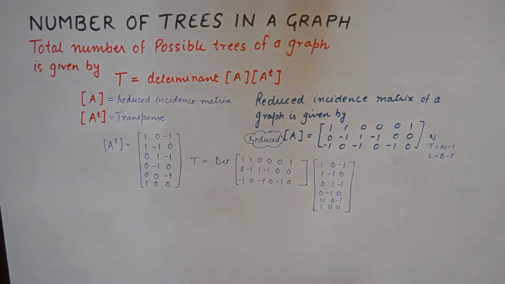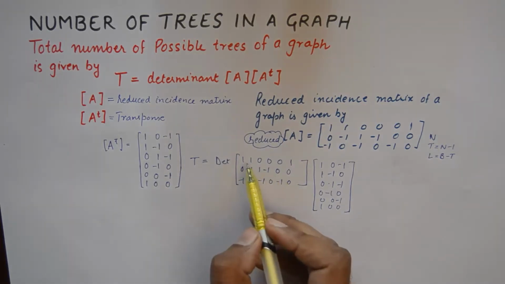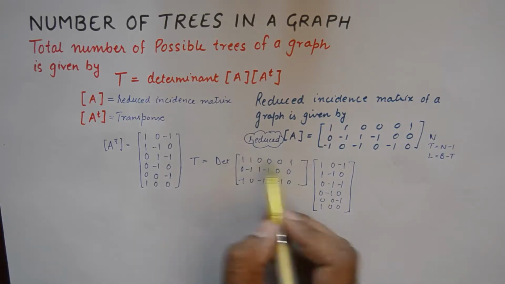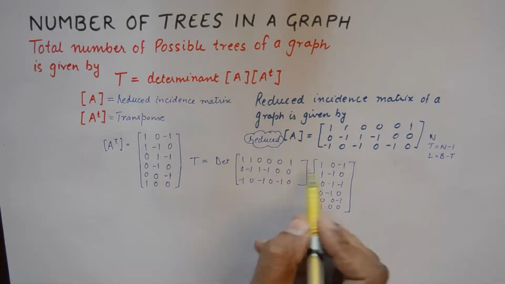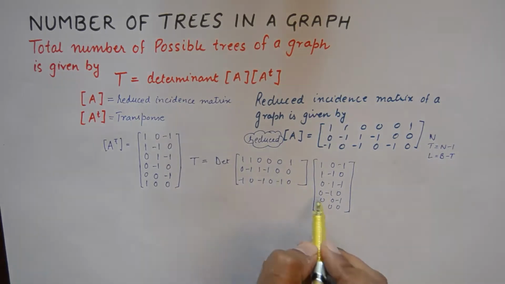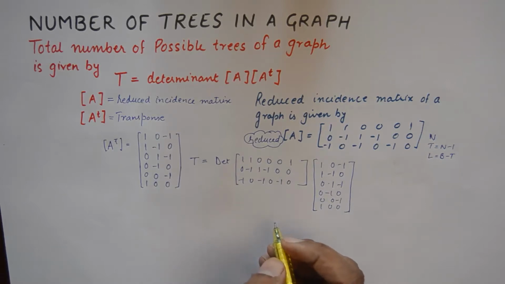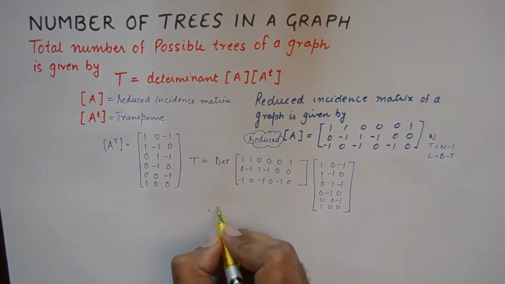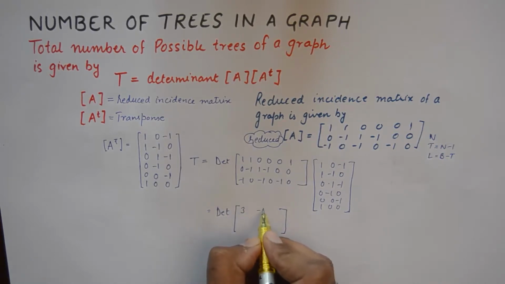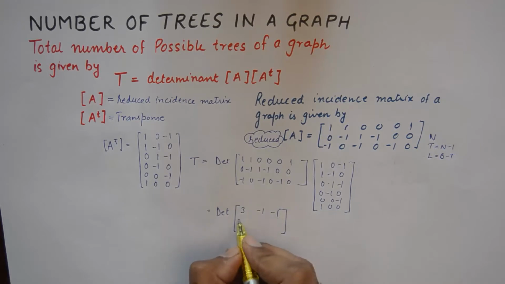So what we do to multiply two matrices, we multiply this row with this column, and of course adding the elements, multiplying 1 into 1 plus 1 into 1, then 0 into 0 plus 0 into 0, 0 into 0, and so on. So what we get as determinant of the matrix after multiplication, I'll write down the result. It will become this.